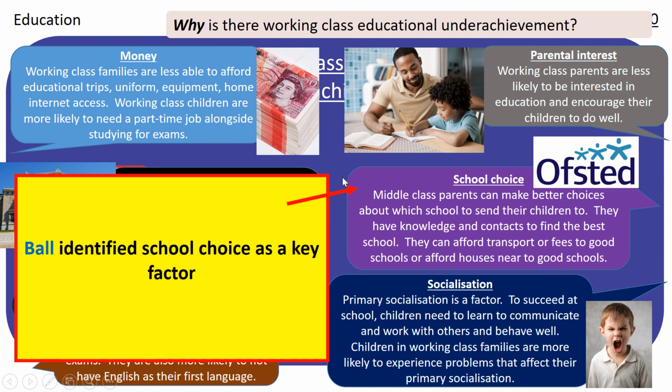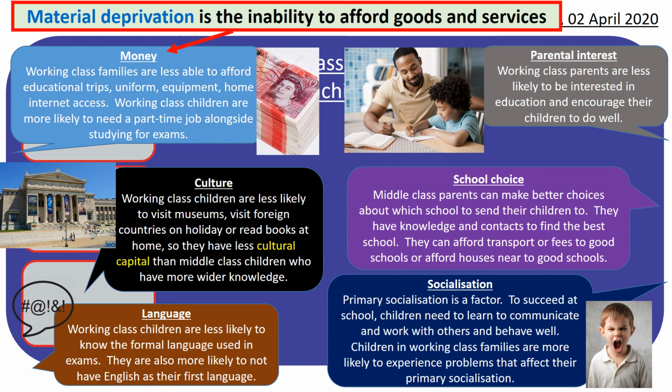All of those factors are things you can look up if you've got the knowledge and the contacts to do so. Ball argued middle class parents had that knowledge, therefore they could find the best schools, send their children to them, and their children got better grades because they were in better schools. And the working class families just had to send their children to the local school. It might not be as good, and therefore the children on average don't get as good grades. So you need to know what Ball and Halsey identified.